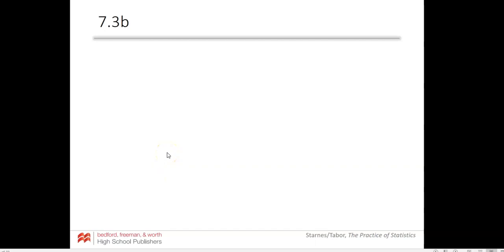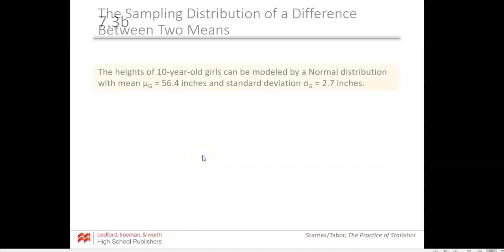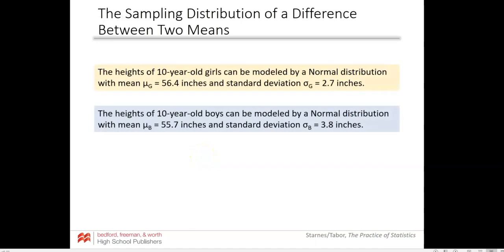Okay, this is the second half of lesson 7.3. So here's a situation where we're going to do the sampling distribution of the difference in two means. Yesterday we just did the sampling distribution of X bar, of means, right? So now we're going to have the difference of two means, similar to what we did with the difference of two proportions.